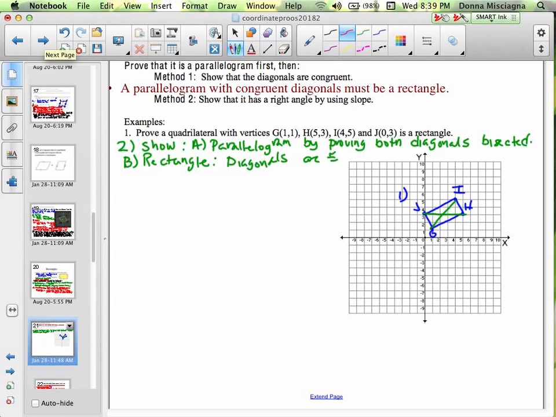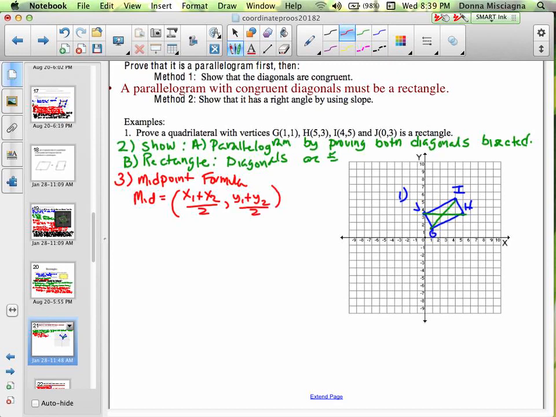All right, so let's write down the formulas for each piece. So for A, how do we prove the diagonals are bisected? What formula would we need? We need the midpoint formula. The midpoint, I'll just abbreviate that, mid, is equal to the average of the x-coordinates, so x1 plus x2 divided by 2, that would be the x-coordinate of the midpoint, and then the average of the y-coordinates, y1 plus y2 divided by 2.